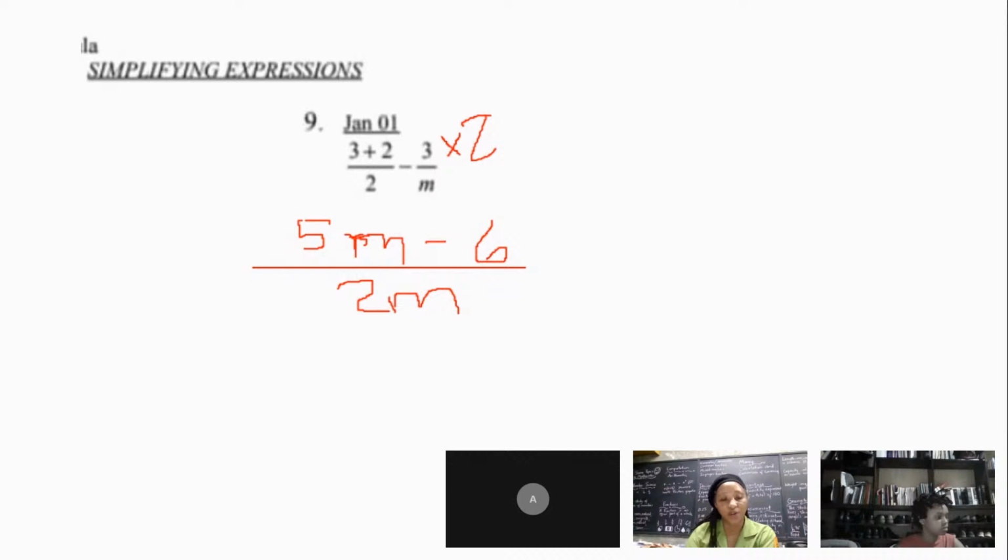Whenever you have terms set out like this, where 2 terms at the top, 1 at the bottom, or 2 at the bottom, 1 at the top, whichever, and you want to cancel, whatever you choose must be common to all 3 terms or whatever number of terms there are. So this is as simple as it gets. This is our answer.